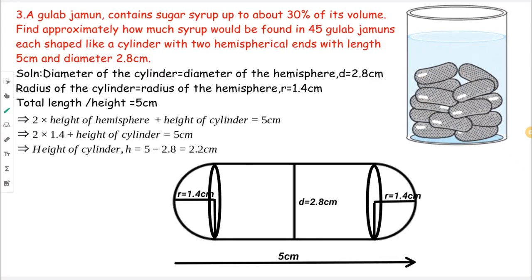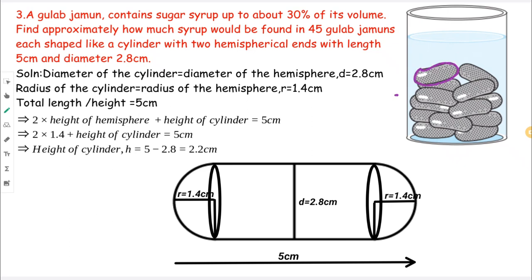Number 3. A gulab jamun contains sugar syrup to about 30% of its volume. Find approximately how much syrup would be found in 45 gulab jamuns, each shaped like a cylinder with two hemispherical ends with length 5 cm and diameter 2.8. Okay, so gulab jamun means this thing here, right?